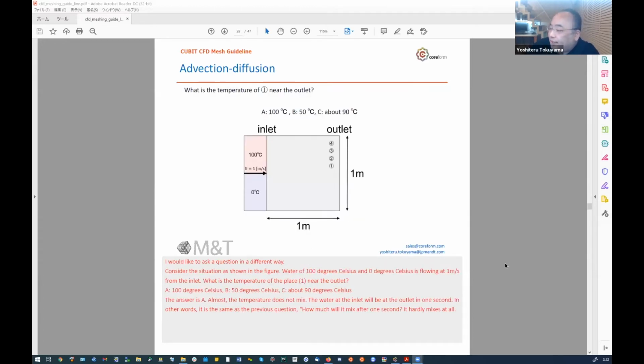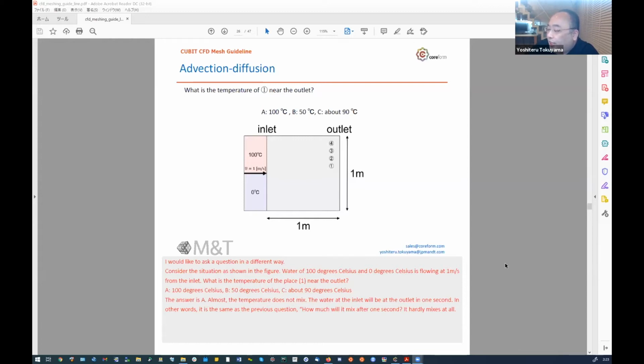I would like to ask a question in a different way. Consider the situation as shown in the figure. Water of 100 degrees Celsius and 0 degrees Celsius is flowing at 1 meter per second from the inlet. What is the temperature of the place 1 near the outlet? A, 100 degrees Celsius. B, 50 degrees Celsius. C, about 19 degrees Celsius.